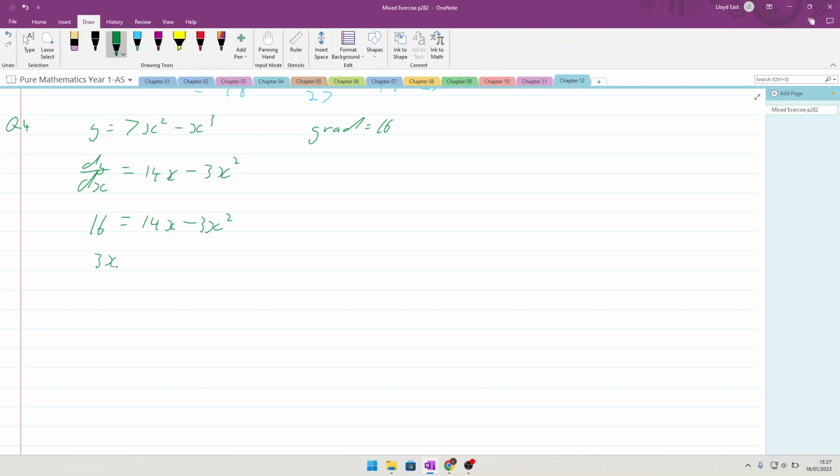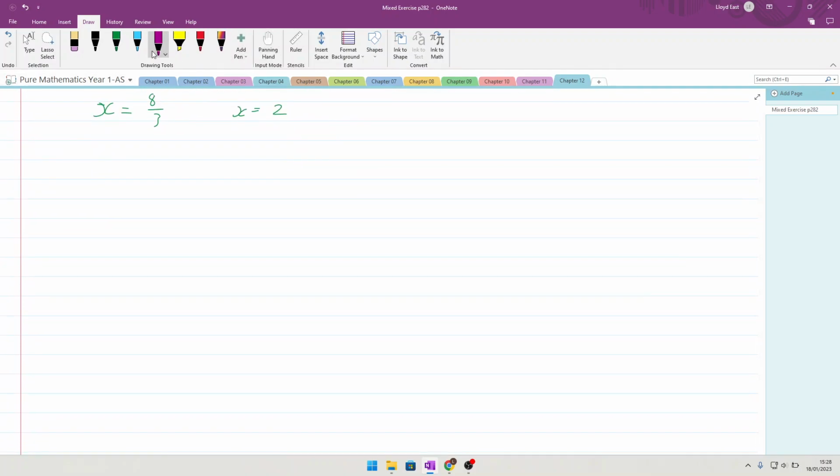So we have 3x squared minus 14x plus 16 equals 0. x equals... Grabbing the calculator to do the quadratic solve. Okay. And we have 3, minus 14 and 16. And we have x of 8 over 3. And we have x of 2. Calculate the x coordinates of the points. That's all we need. Next one, question 5.